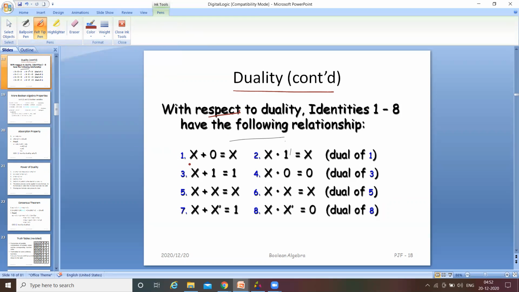Here, x plus 0, x dot 1, the dual of it. See here, x plus 0: x as it is, x plus 0 is equal to x, and x dot 1 is equal to x. Similarly, x plus 1 and its dual, x dot 0, is equal to 0, like this.